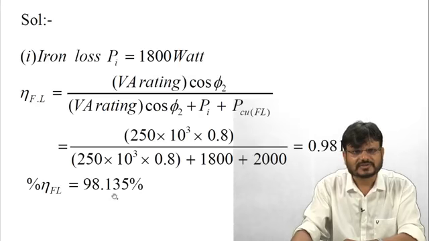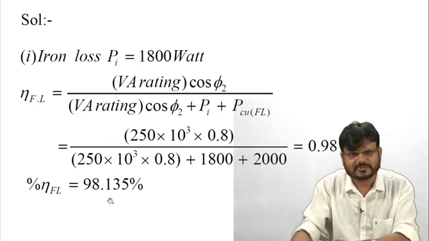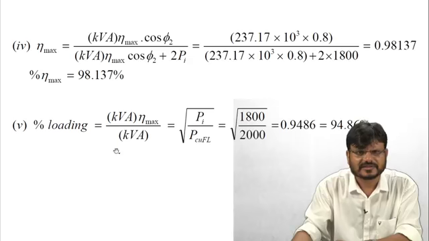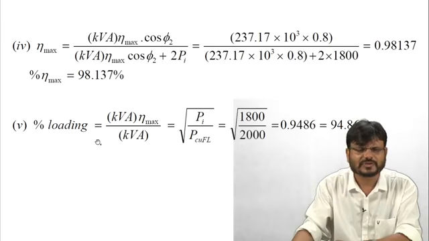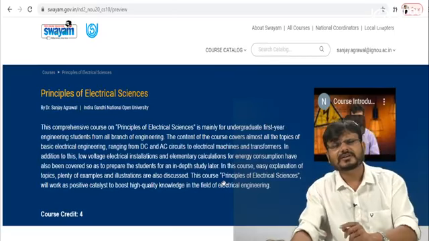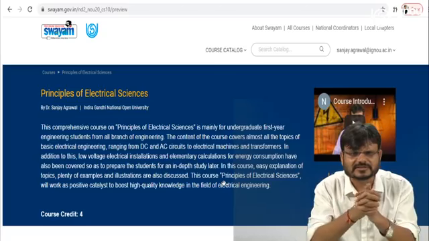98.137%. The efficiency at full load was 98.135%, and here the efficiency is 98.137%. And if you want to calculate the percentage loading, just use this formula. This comes to 94.86%.